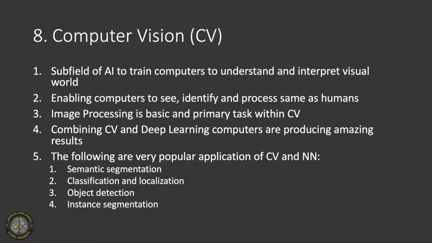If we look into some examples where computer vision and neural networks are really popular, and people are exposing them in a way that businesses can take advantage of, we can look into these four: semantic segmentation, classification and localization, object detection, and instance segmentation. In the next two concepts, we will dig into a few of these definitions in detail and learn about them.